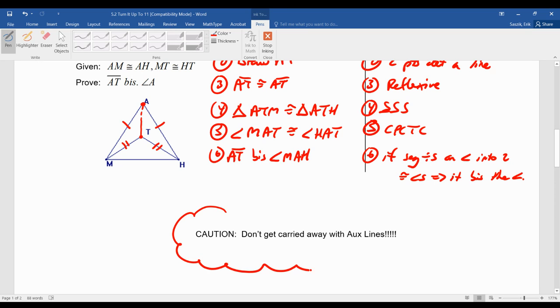Okay, big word of caution here. Don't get carried away with auxiliary lines. In other words, just because you're able to draw auxiliary lines doesn't mean that you're going to be drawing them willy-nilly all the time.